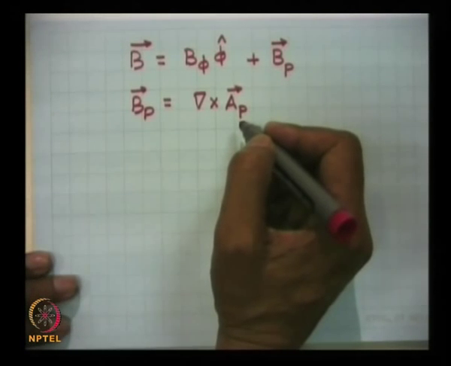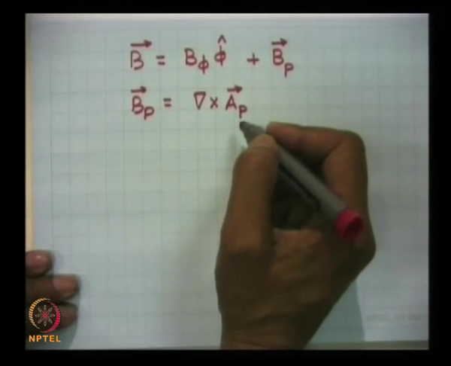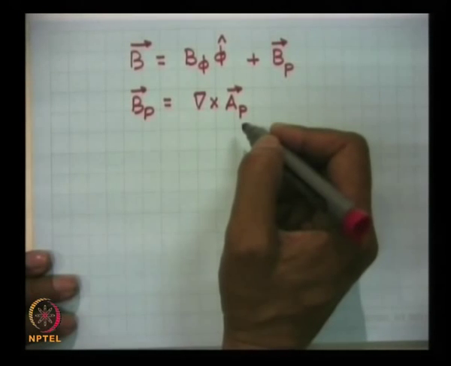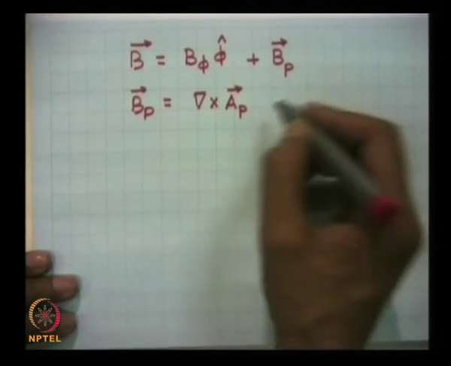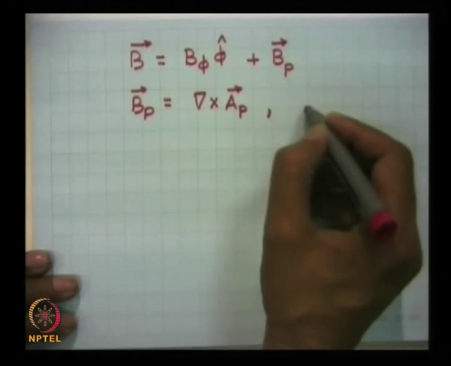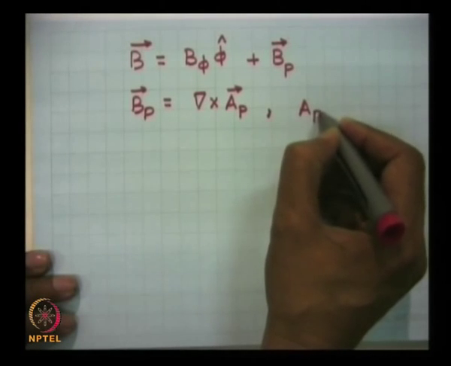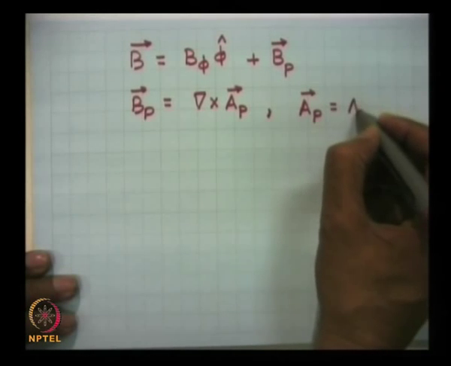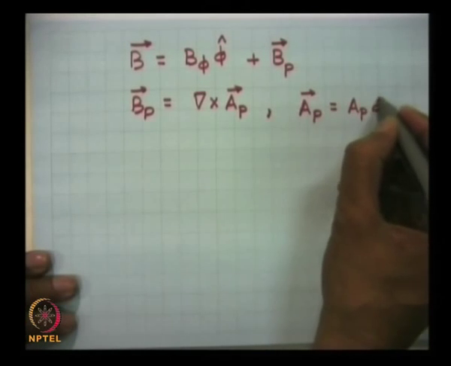The direction of AP is in the direction of plasma current. If I am taking the plasma current in the phi direction, then I expect this AP to be also in the phi direction. So, AP I will choose as AP phi cap.